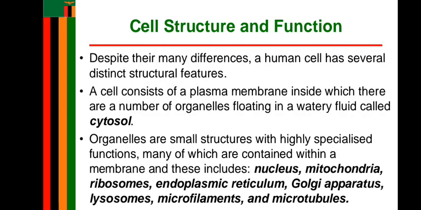Okay, despite their many differences, a human cell has several distinct structural features. A cell consists of a plasma membrane. Inside, there are a number of organelles. What are organelles? Organelles are just bound structures. These are membrane-bound structures such as mitochondria, the endoplasmic reticulum, the Golgi apparatus, and so on, as well as the nucleus.